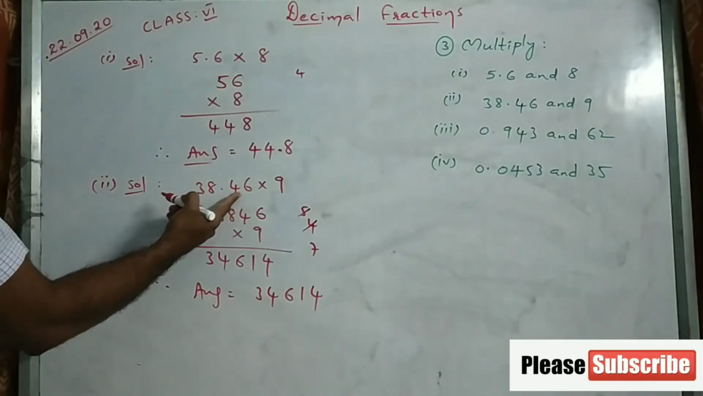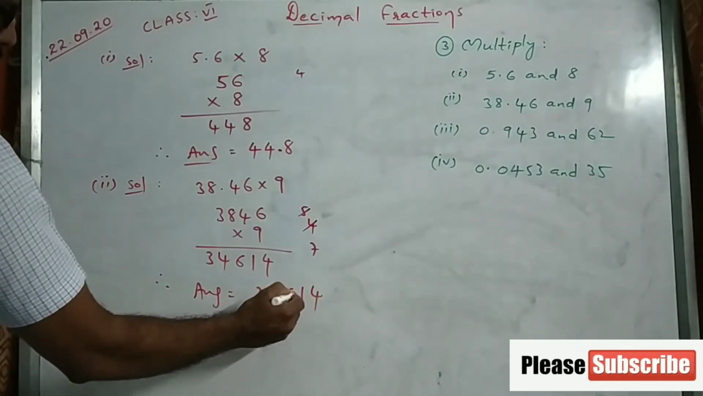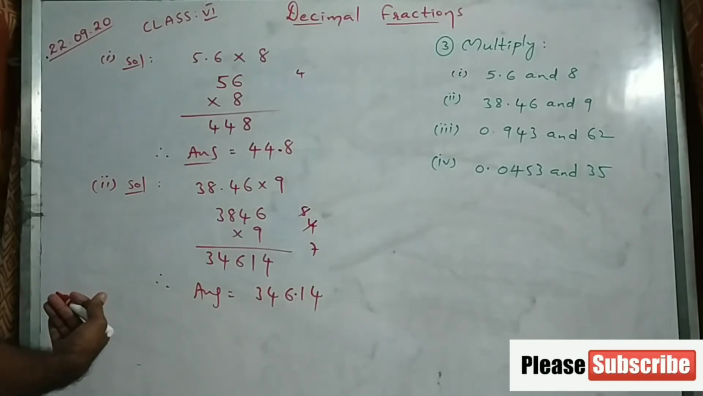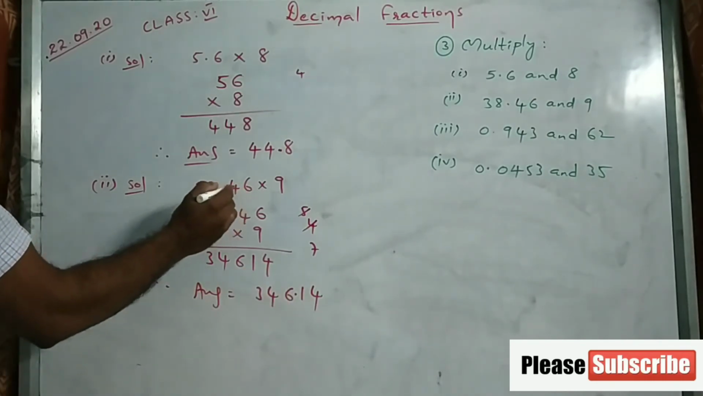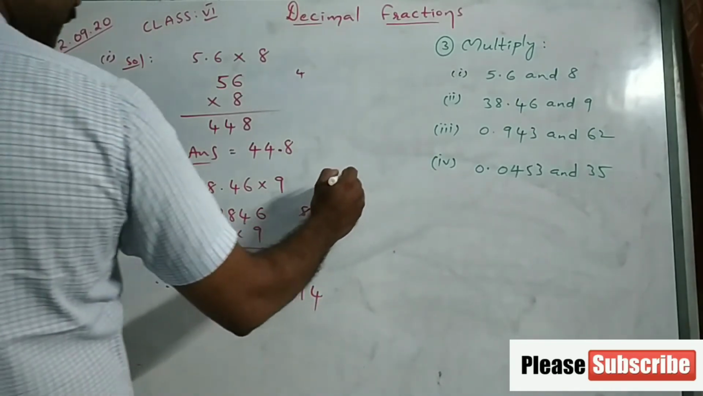See here, 1, 2. After 2 digits we should keep. Always remember that from right side we should count the digits. Okay? From right side only we should keep the decimal. 1, 2. After 2 digits keep decimal. That is the final answer. Third one.